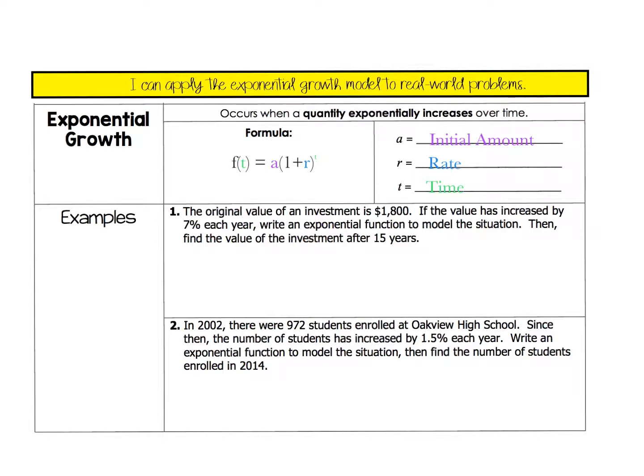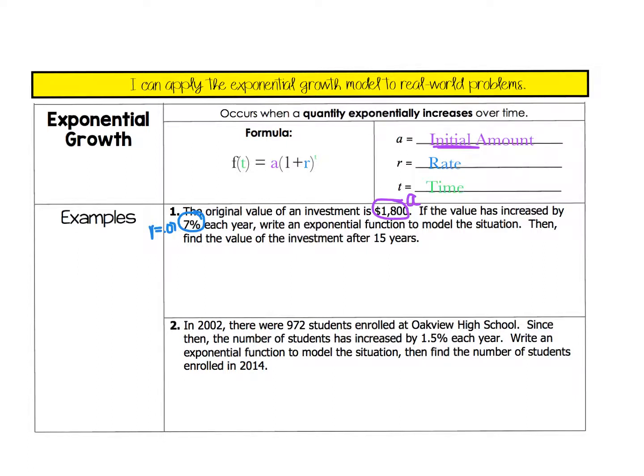The original value of an investment is $1,800. So original value reminds me of initial amount, so I'm going to label that A. If the value has increased by 7% each year, so 7% is a rate, and the calculator doesn't have a percent button, so we have to write it in decimal form. That's going to be a rate of 0.07 because it's 7 out of 100. If I did 7 divided by 100, that gives me 0.07.